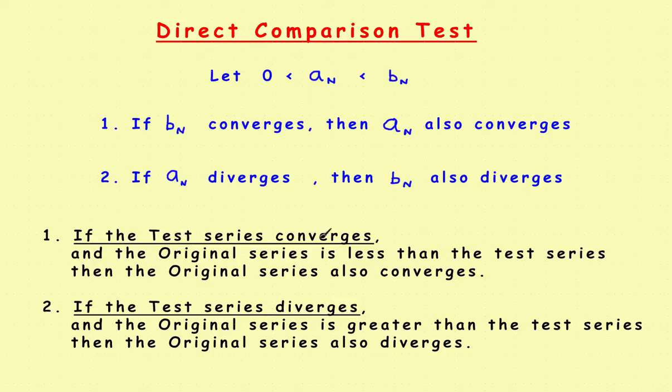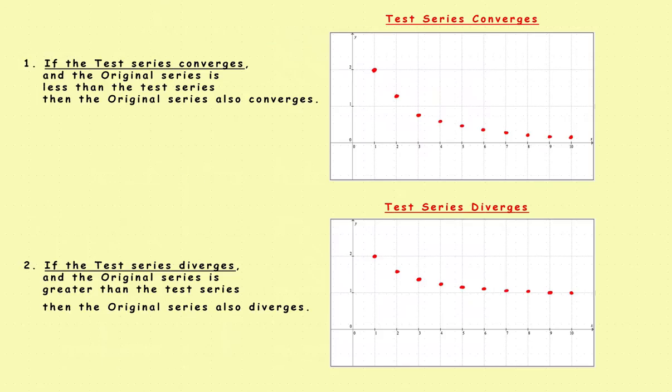So the idea is if the test series converges and the original series is less than the test series at every point, then the original series also converges. Now the other possibility: if the test series diverges and the original series is greater than the test series at every point, then the original series diverges. So again, to give you a little bit better look at it, let's take one quick look graphically at what this thing actually looks like. So if I looked at a graph, it'll look like this.